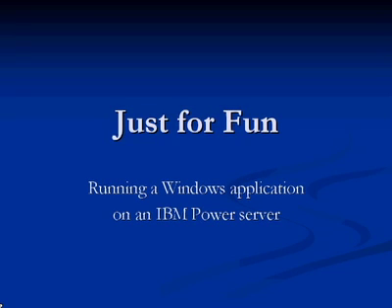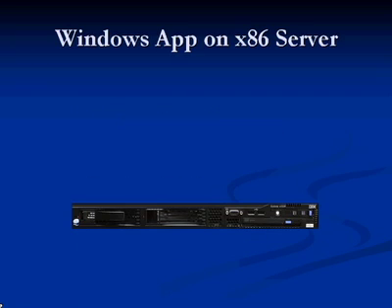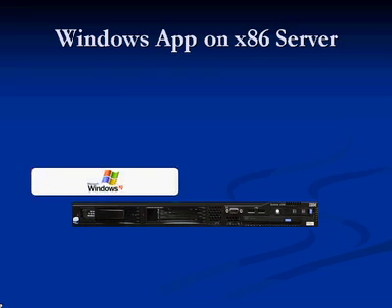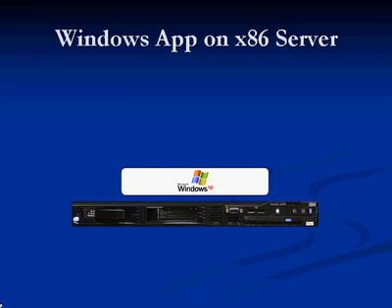In this demo video, we're going to try something interesting. We're going to run a program compiled for Windows on an IBM Power server. Normally, if we have a server with, say, an Intel CPU in it, we can easily install Windows onto it and then run any Windows application we want. This isn't a big deal.